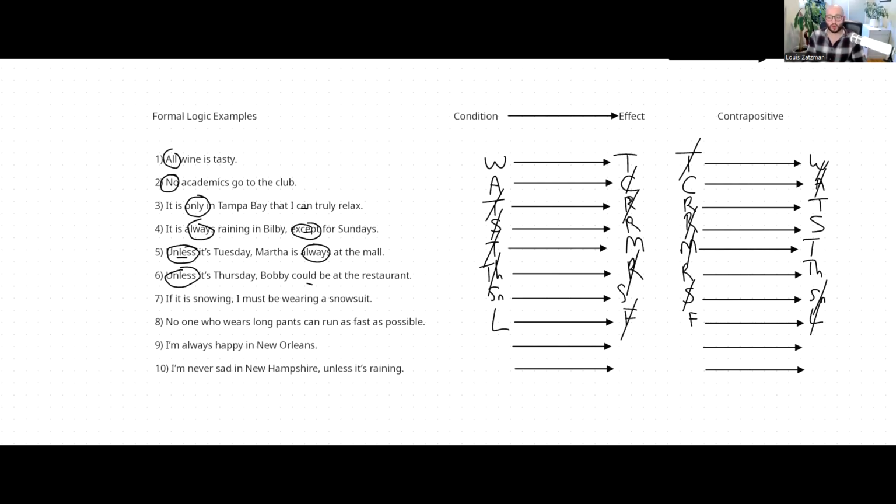I'm always happy in New Orleans. I know when I'm happy. When? If I'm in New Orleans. Meaning if I'm not happy, I must not be in New Orleans.